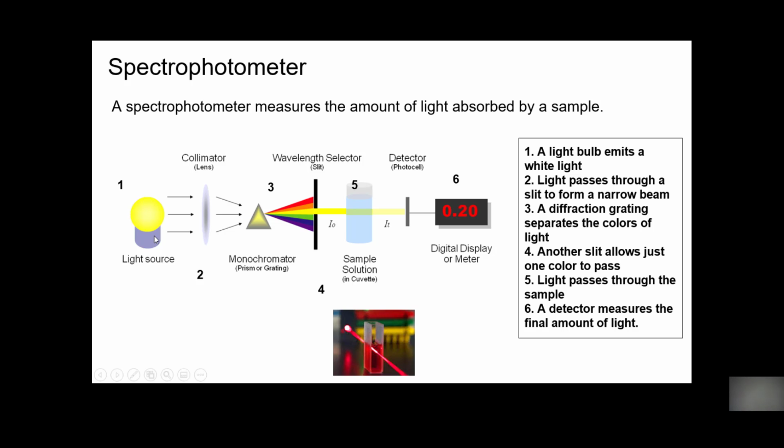So we have a light source, and the light source is not the same as the on button. There's two buttons. You have to turn it on and you have to turn on the light source. And these light bulbs are extremely expensive, so you have to make sure when you turn them on and turn them off, everything is wear and tear on these.